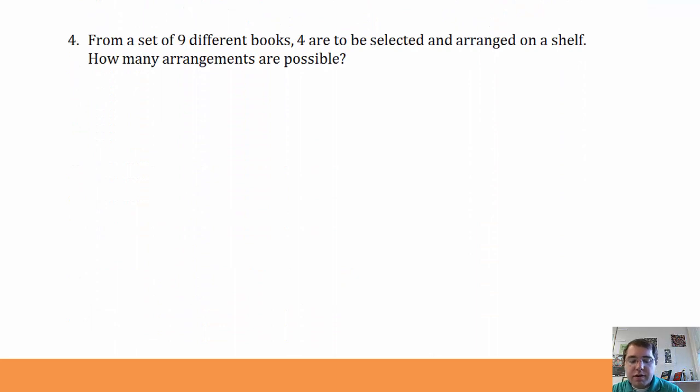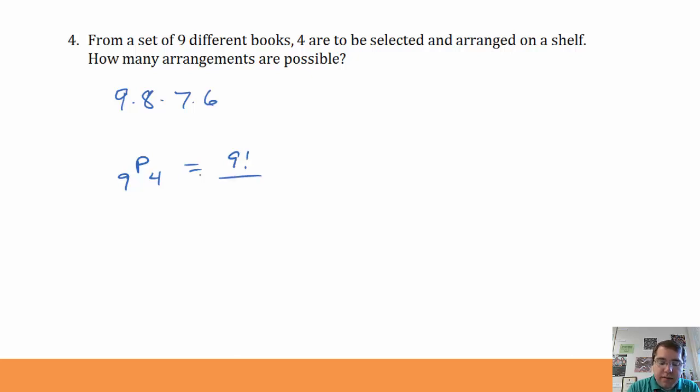From a set of 9 different books, 4 are to be selected and arranged on a shelf. How many arrangements are possible? Well, we could do it as we've got 9 options for the first one, 8 options for the second one, 7 options for the third one, 6 options for the fourth one. Or we can do it in terms of factorials. According to our formula, we've got 9 things taken 4 at a time. That's going to be 9 factorial divided by factorial of 9 minus 4. So 9 factorial divided by 5 factorial.